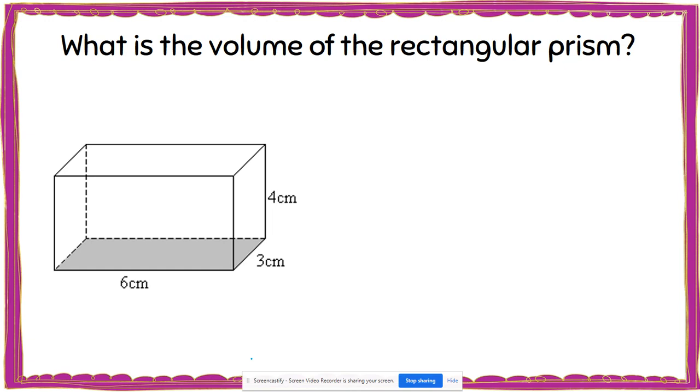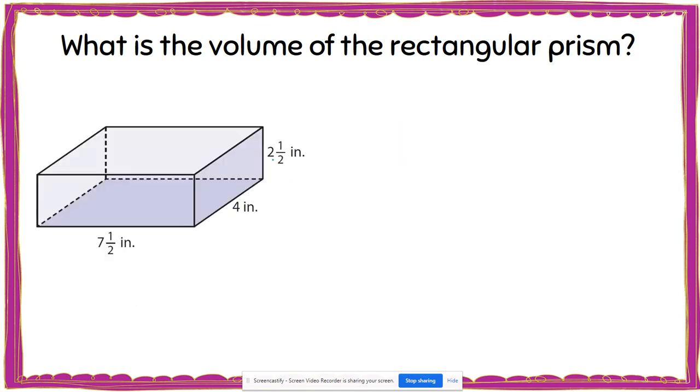To find the volume of this rectangular prism, we are going to use our formula, which is length times width times height. So we see that our length here is 6, our width is 3, and our height is 4. So we're going to multiply 6 times 3 times 4. And when we multiply 6 times 3 times 4, we get 72. Volume is measured in cubic units, so this is 72 centimeters cubed.